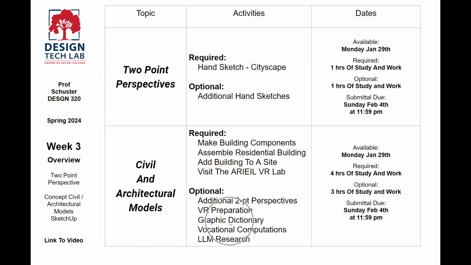We'll have an opportunity for work on the graphic dictionary, some vocational computations, and again, if you do these and find that they are difficult for you, then I'm going to suggest that you add one class to your schedule. It's a half-unit class. It's no more than 27 hours, probably less over the semester. And it's designed $299 vocational computations for design. So if you do not know how to do these quickly and easily, that would be a good course for you. And then we have our large language model research.